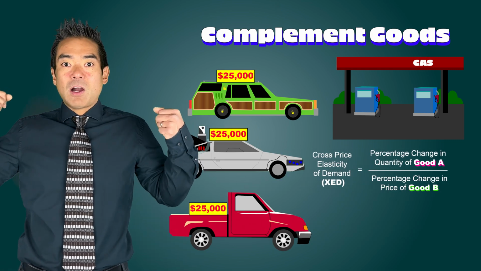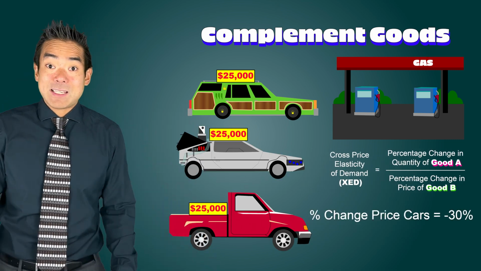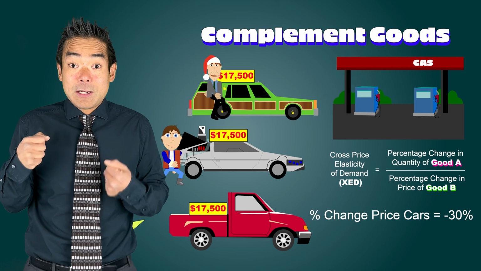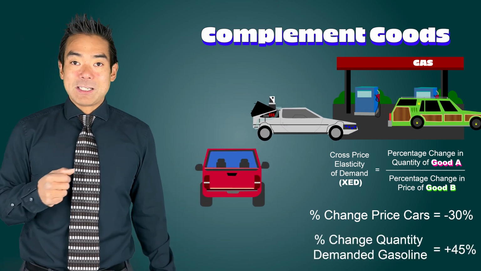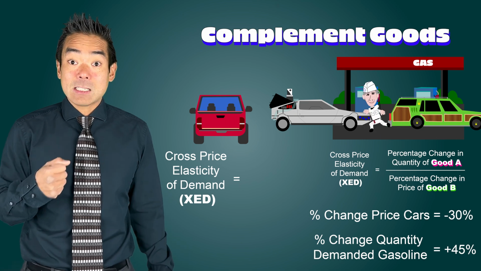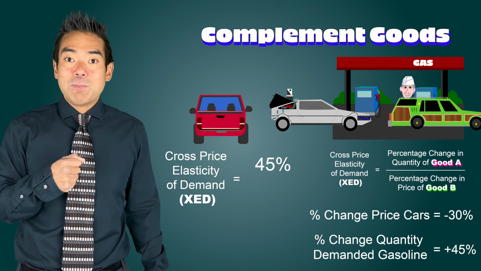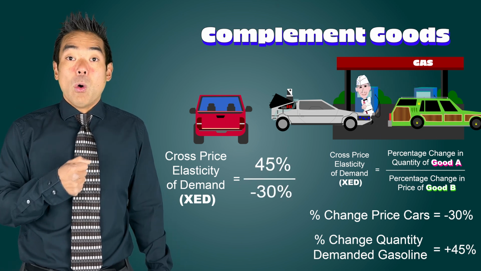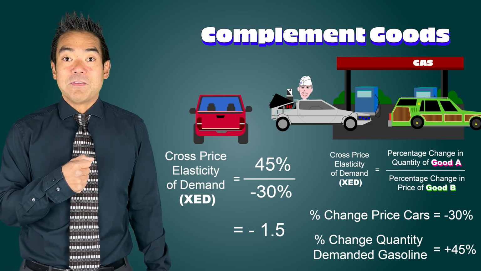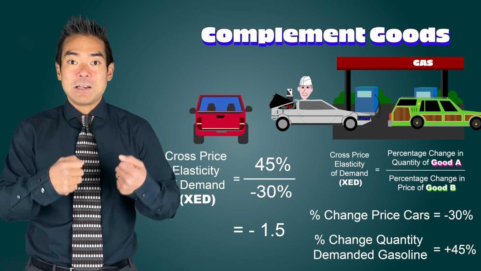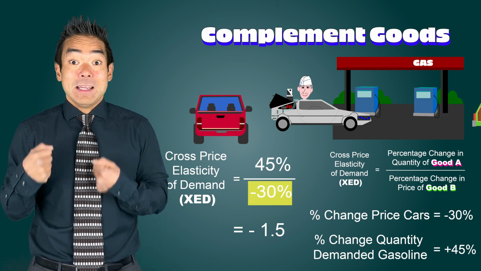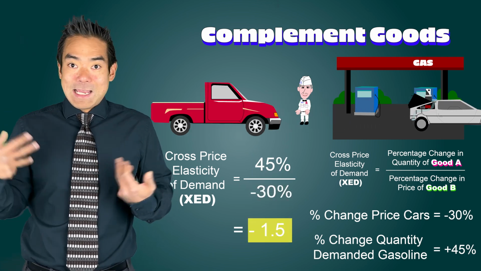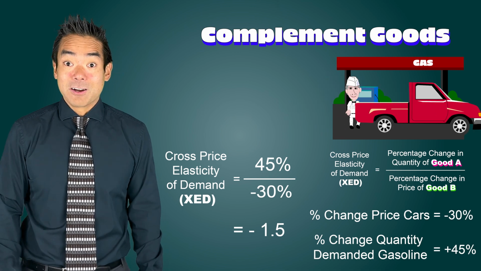What if the price of cars decreased by 30% and as a result, quantity demanded of gasoline increased by 45%? Cross-price elasticity of demand would be calculated as 45% divided by negative 30%, or negative 1.5. This again is a negative value because a positive value divided by a negative value is negative, which again indicates that cars and gasoline are complement goods.